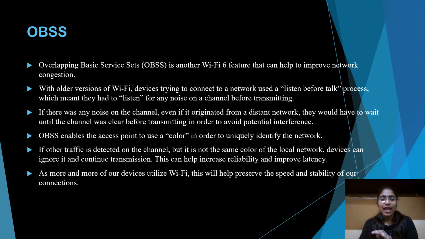OBSS enables the access point to use a color in order to uniquely identify the network. If other traffic is detected on the channel, but it is not the same color as the local network, devices can ignore it and continue transmission. This can help increase reliability and improve latency. As more and more of our devices utilize Wi-Fi, this will help preserve the speed and stability of our connections.